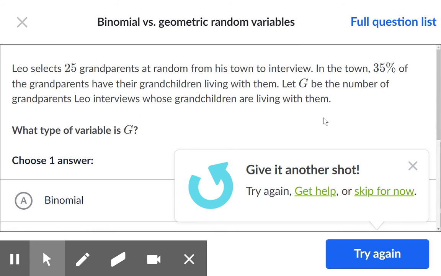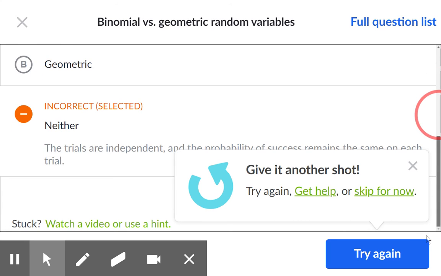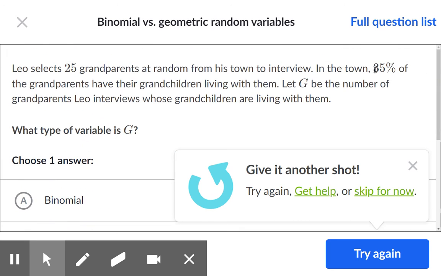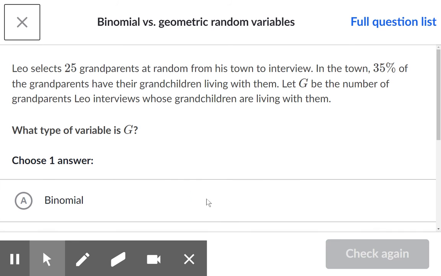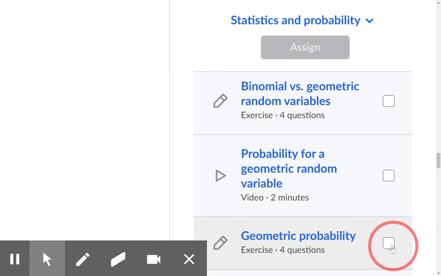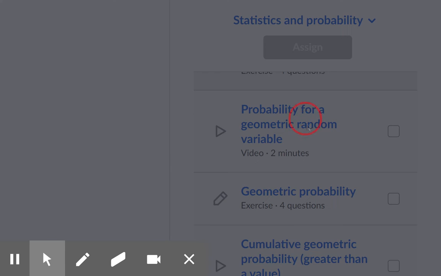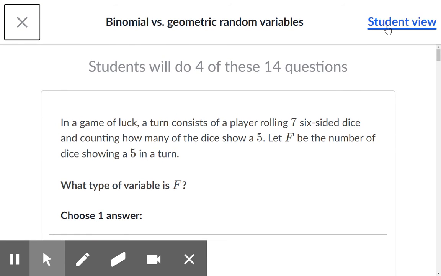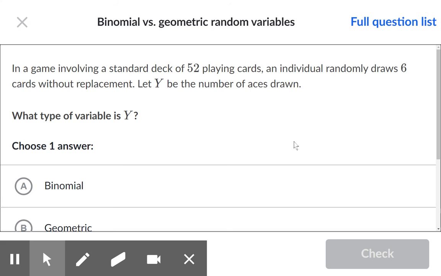So they are claiming that the trials are independent, and that the probability of success remains the same, and the probability of success is 0.35. So if that's the case, it's binomial. I'm not sure why that is so. I would have picked neither, because I don't see the independence rule. So let's try this.